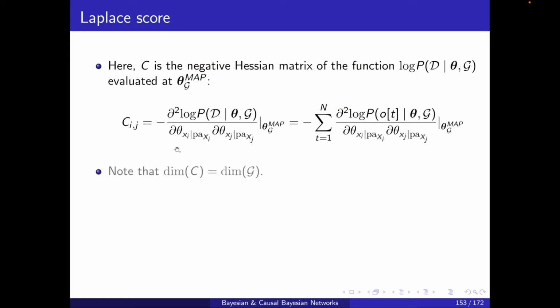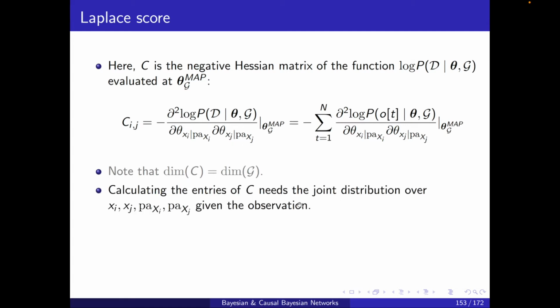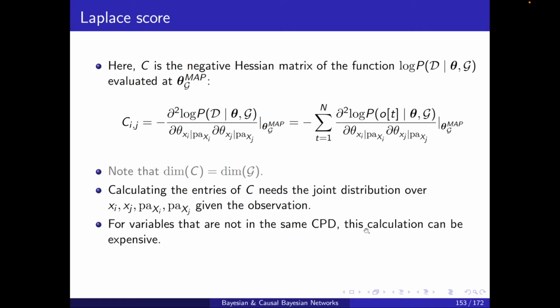and also note that the dimension of C is equal to the dimension of G, because the parameters are those that appear in the denominator, and they are basically the number of independent parameters, which is the dimension of G. Now, to calculate the entries of C, we need the joint distribution over these variables given the observation, and this can be expensive if the variables are not in the same CPD. So in practice, the Laplace score is not used. What can we do then?